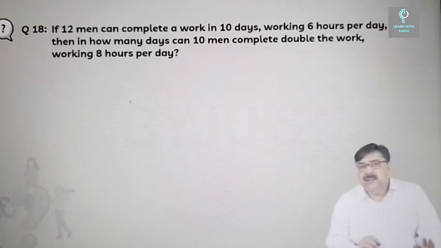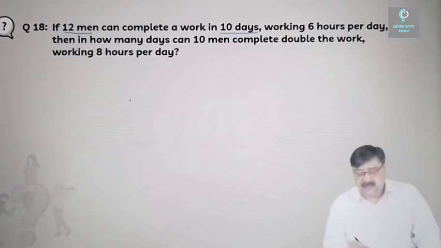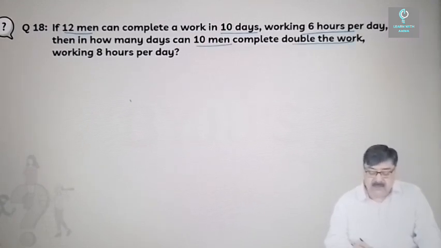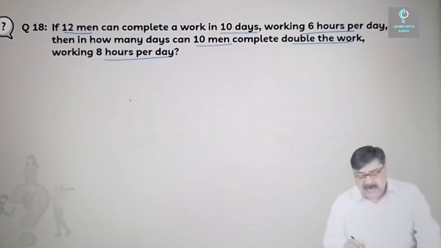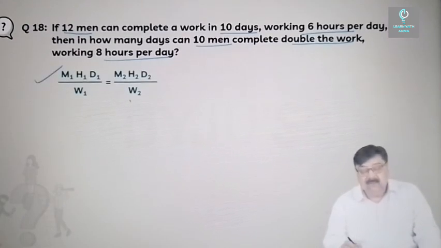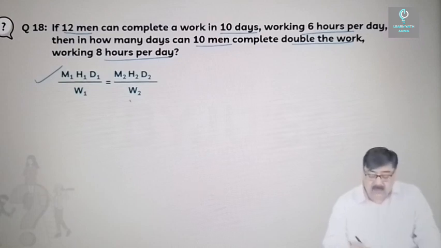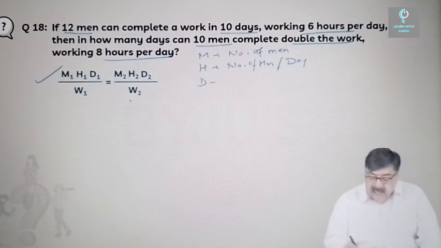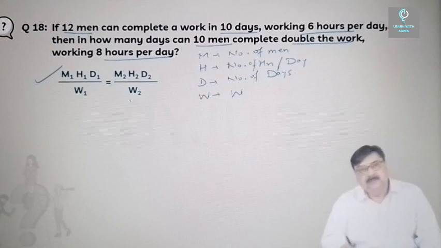Alright, you have another variety of question. This being the last one. If 12 men can complete a work in 10 days, working 6 hours per day, then in how many days can 10 men complete double the work working 8 hours per day? So here we will make use of formula M1 H1 D1 by W1 is equal to M2 H2 D2 by W2, where M pertains to number of men, H pertains to number of hours that a person works per day, D pertains to number of days, and W work.